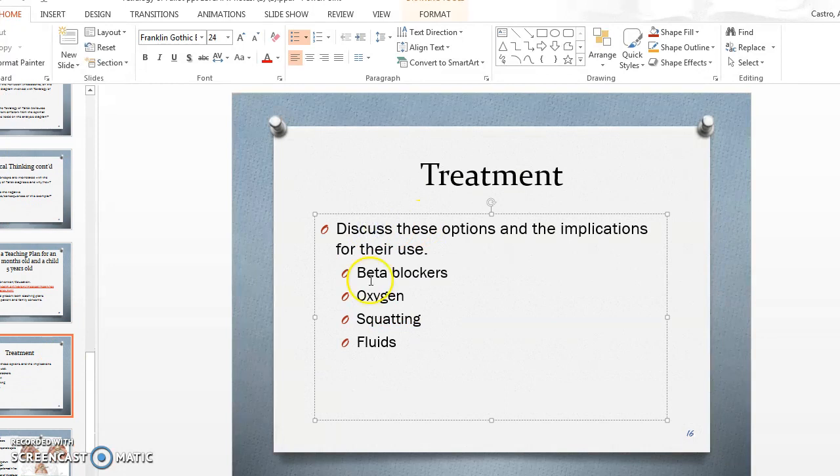So treatment here. This is really characteristics, the squatting one. This is the knee to chest position, and something I want you to know about. Have you ever been short of breath or dizzy and somebody says, just put your head between your knees? What you're doing is bringing yourself into this squatting position so that you can decrease your overall oxygen demand, and you can focus on just supplying oxygen to the heart.